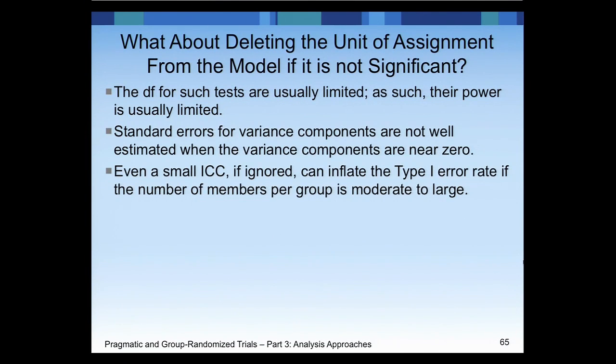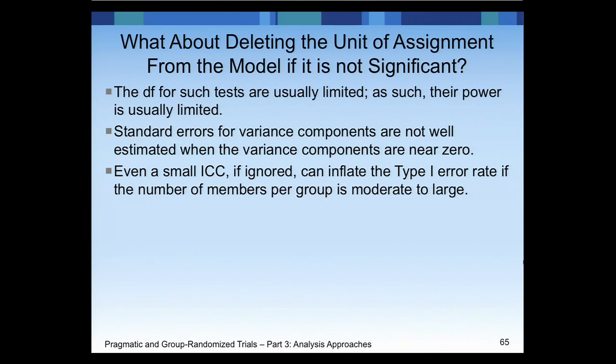What about deleting the unit of assignment from the model if it's not significant? This is an approach that we see in a number of papers, even these days. The analysts will examine the data using a correct approach, perhaps a model-based approach, test the effect for the group and/or the interclass correlation, which is equivalent. And if it's not significant, then go back to an analysis that ignores the group altogether. The problem with this approach is that the degrees of freedom for the test of the interclass correlation are often limited, and as such the power of those tests is limited.